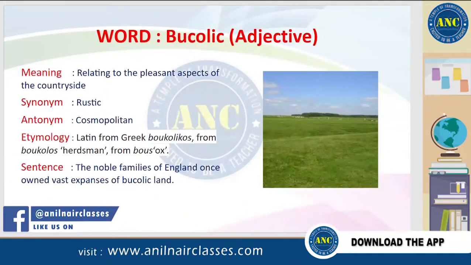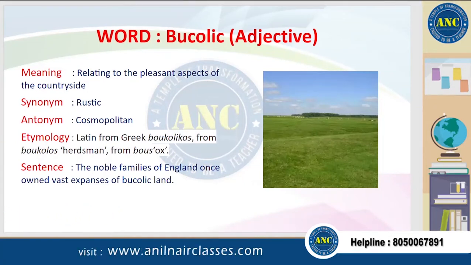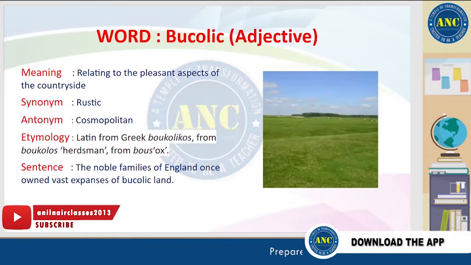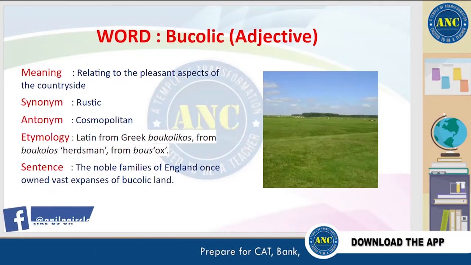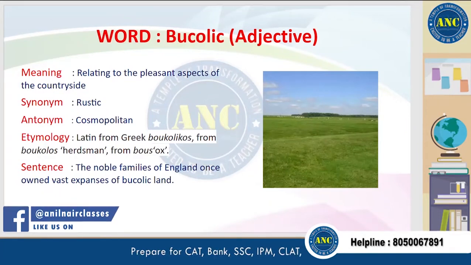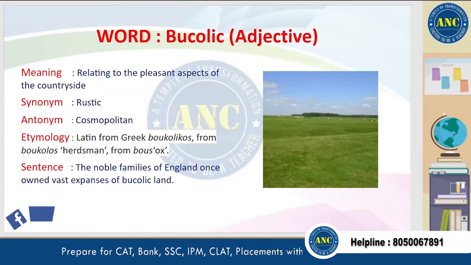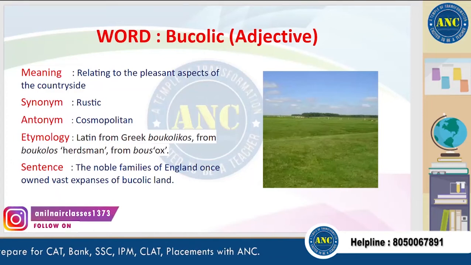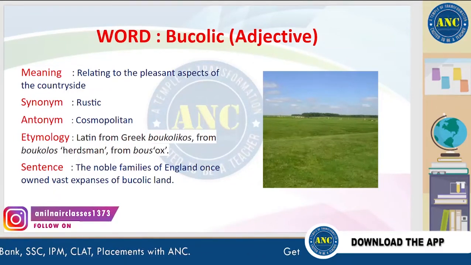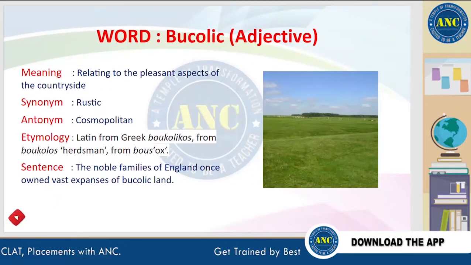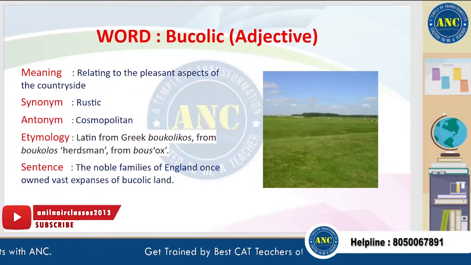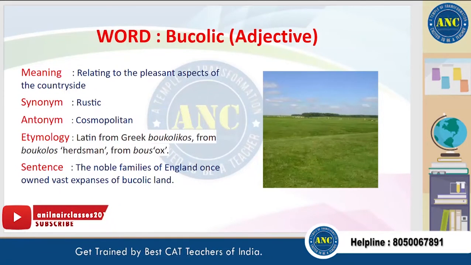Bucolic. Bucolic is an adjective which means relating to the pleasant aspects of the countryside. A synonym for this word is rustic and an antonym is cosmopolitan or urban. It is derived from a Greek word which means herdsman and ox. A sentence for this word is, the noble families of England once owned vast expanses of bucolic land.